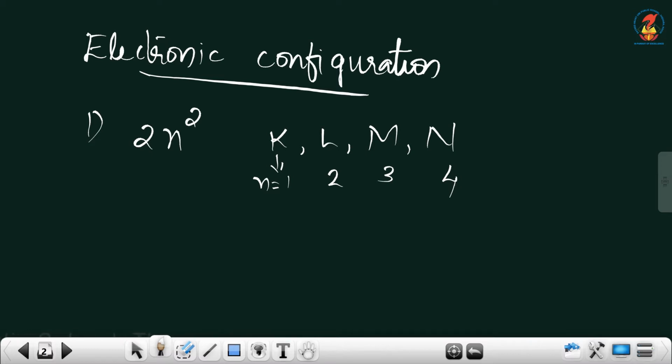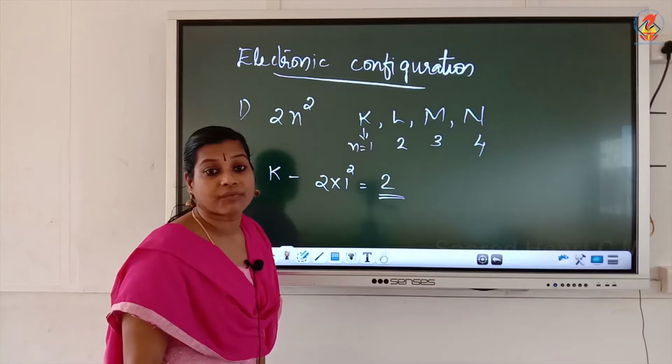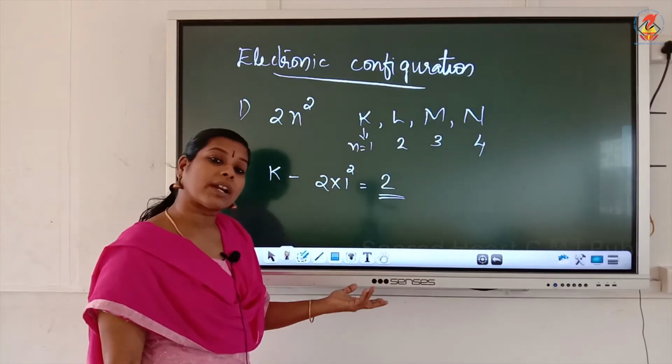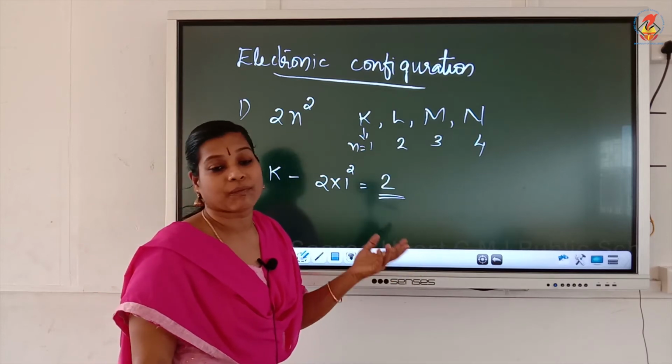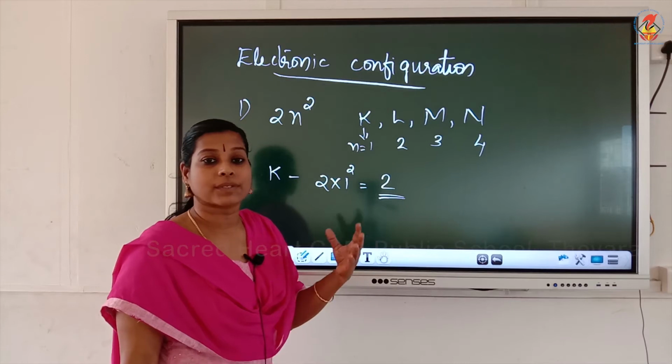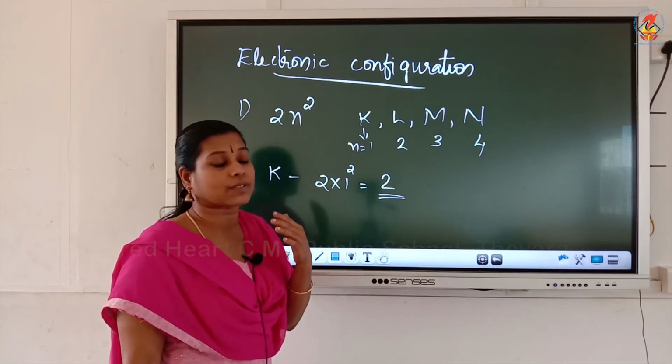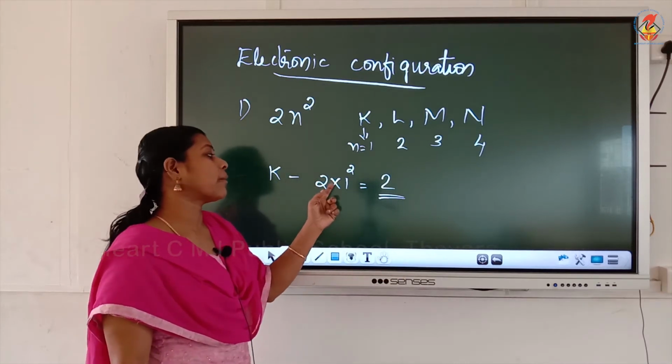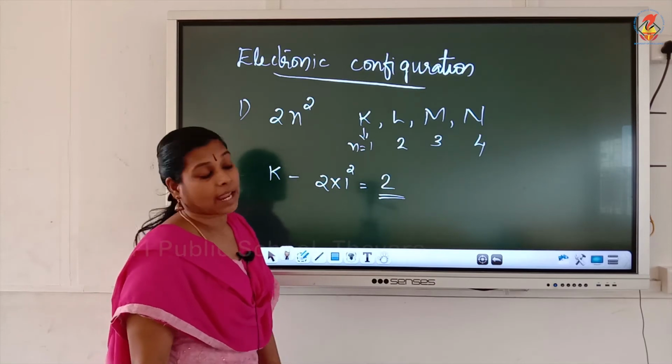So, for the K shell, how many electrons can it hold? That is 2 into 1 square, which is equal to 2. The K shell can hold a maximum of 2 electrons, and a minimum of 1 electron. If there is no electron, that cannot be an atom, right? If the positive charge is there, then the negative is also there. So, the minimum is 1 and the maximum is 2 for the K shell.